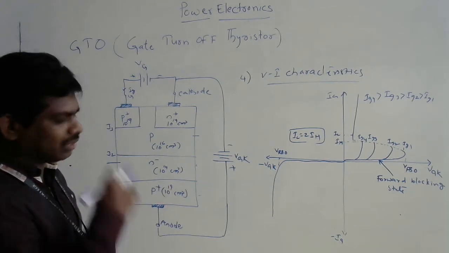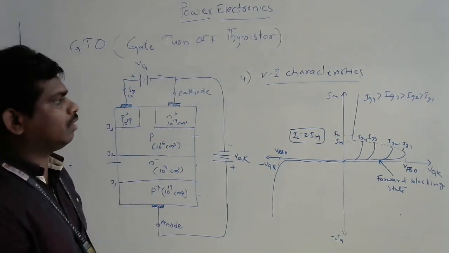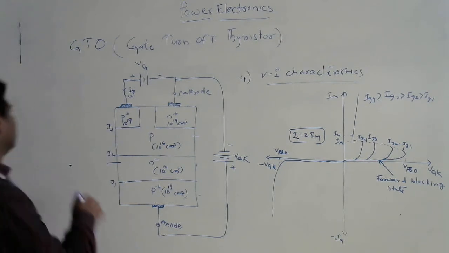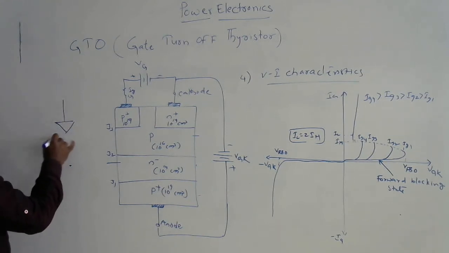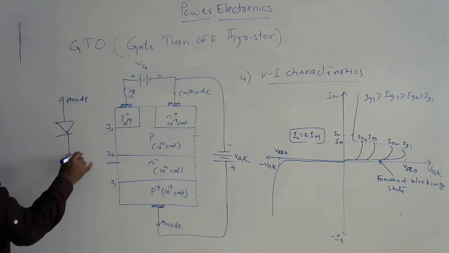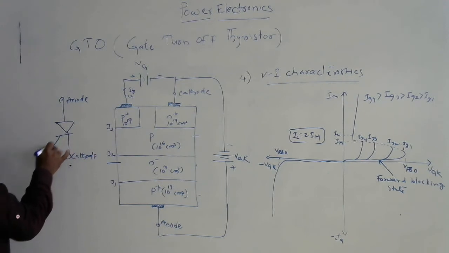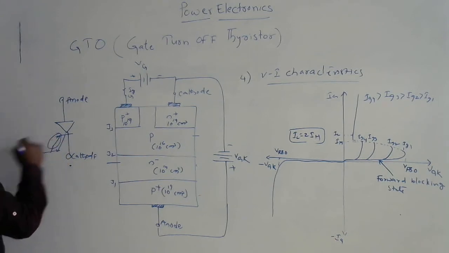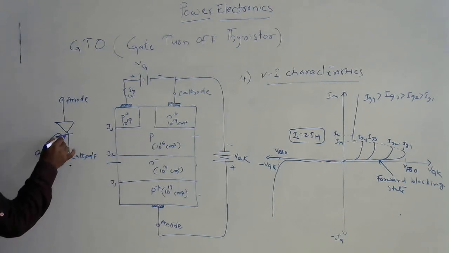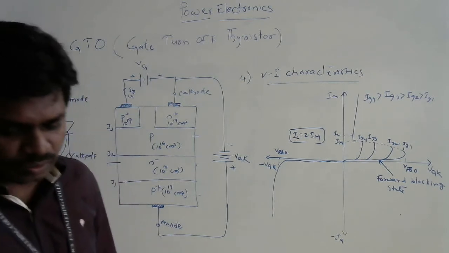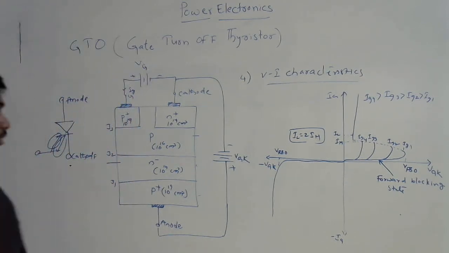Coming to the important operation of the gate terminal, as I said and as I gave in the symbol, this is my anode and this is cathode, and this is my gate. This is the symbol of the gate, which I gave like this. So right now I applied this value. After that I am going to apply this reverse voltage across the gate and cathode. Why do you want to apply that value?